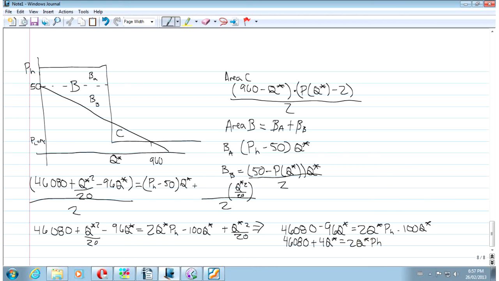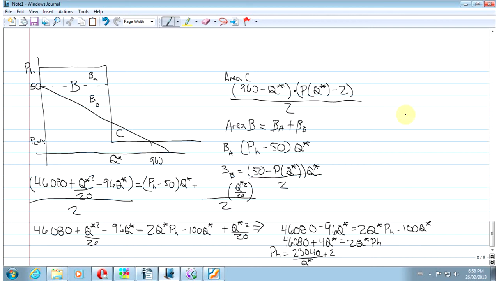So I want to solve for Q star or pH, one of the two, so that I know what to set my discount quantity. If I pick a discount quantity, I know what price I should charge, or if I pick a price, I know what discount quantity to use. Probably easier at this point just to solve for pH. Either way is probably fine. So pH is, what's half of this? 23040 plus 2, and this is divided by Q star.